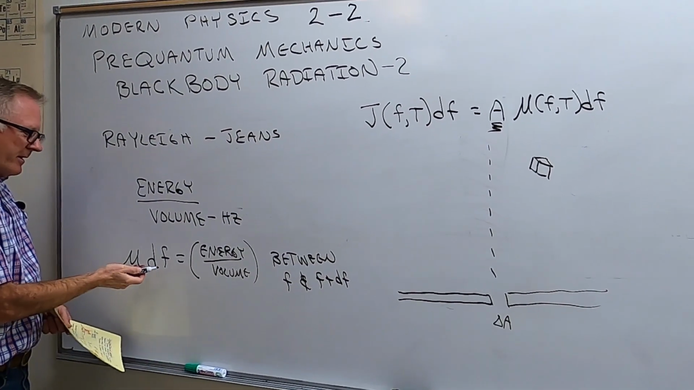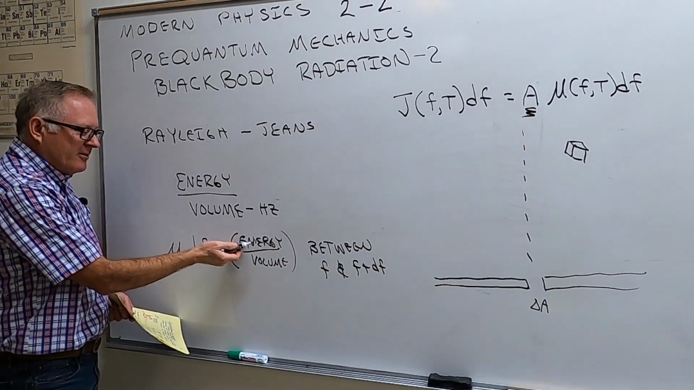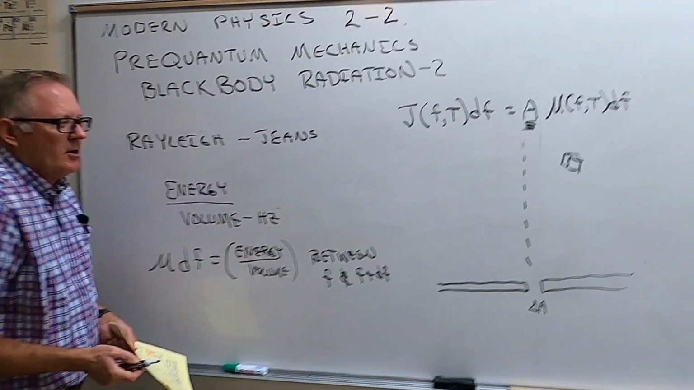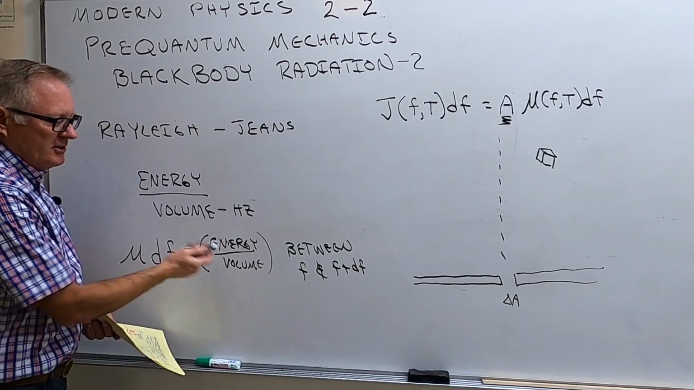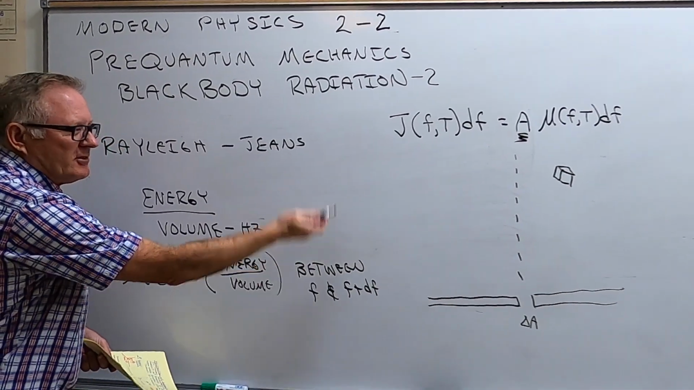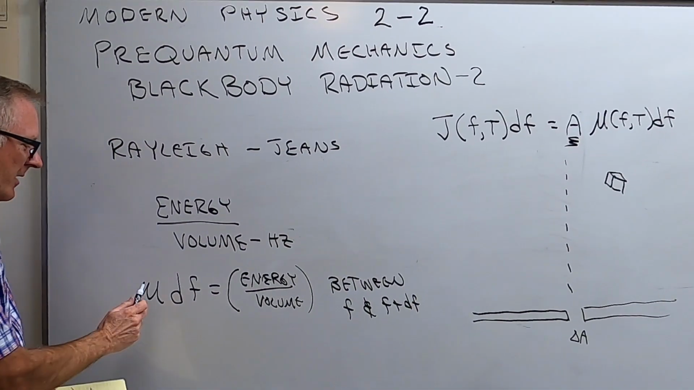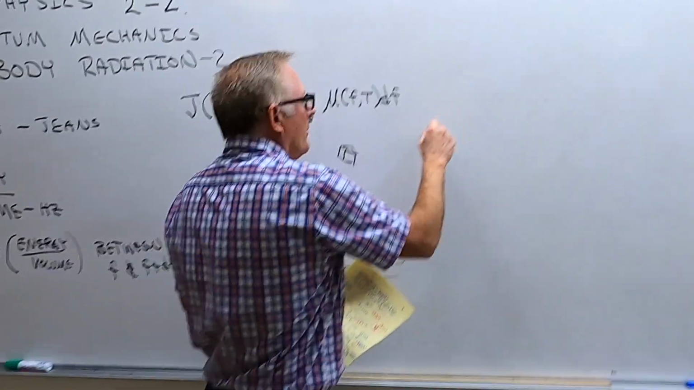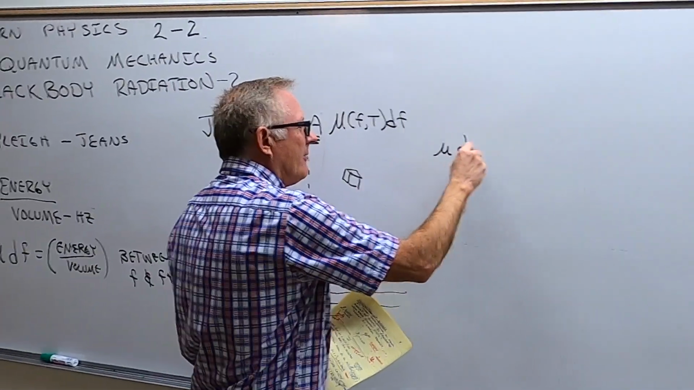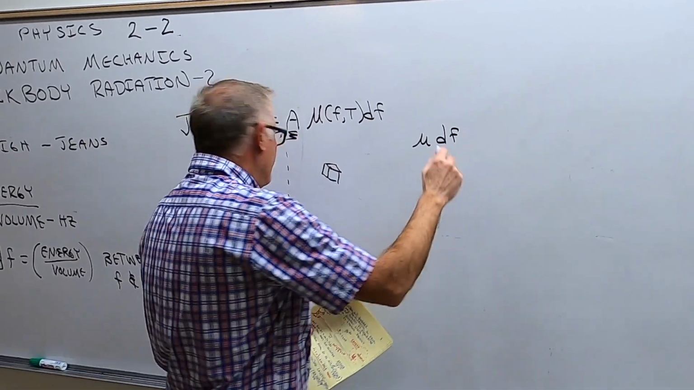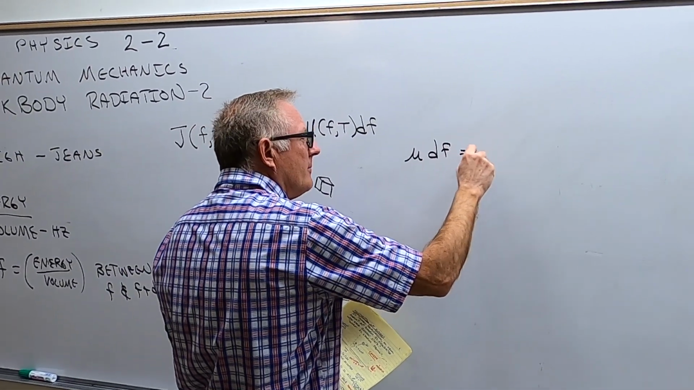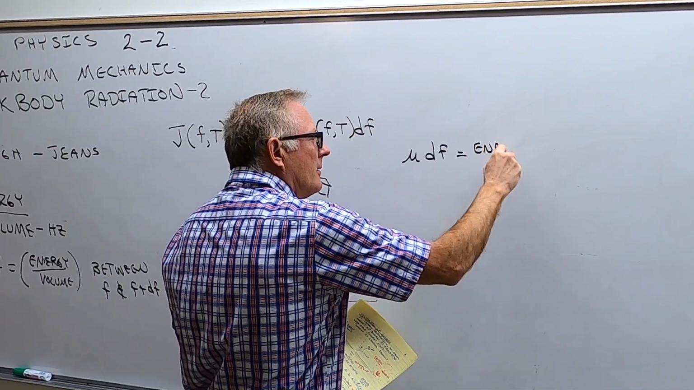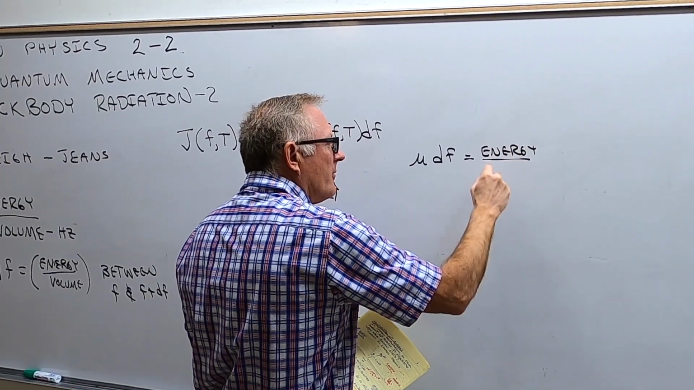Now remember, this right here is an energy per volume. Mu dF is an energy, we'll leave that out because that'll just keep going all the way through. So mu dF is an energy per volume.